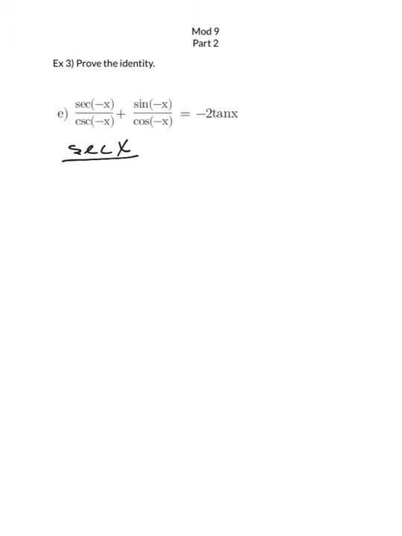When you have an odd function and you have a negative on the argument of the cosecant or the sine or the tangent, you pull the negative sign out front on an odd function. So it becomes negative cosecant of x plus, sine is an odd function, so pull the negative out front, negative sine of x over cosine, which is an even function, so it just becomes cosine of x.